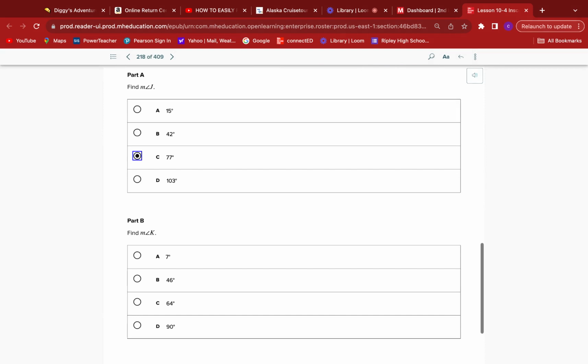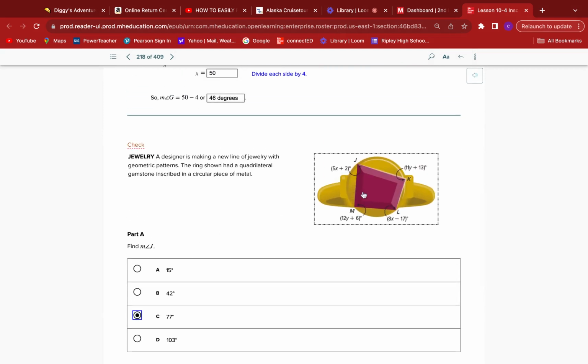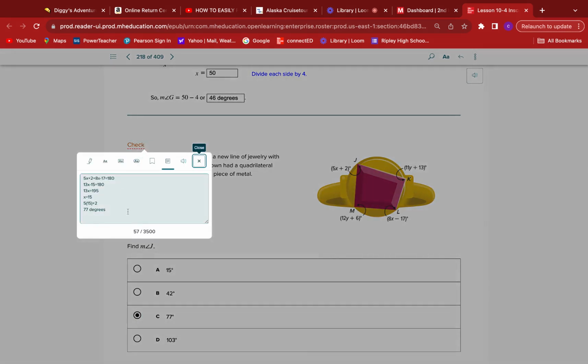Okay, now they want us to find angle K. Well, angle K is opposite angle M. That means these two angles add up to be 180. So add them together, everybody. Set it equal to 180. And don't forget to plug back in to find angle K. Here we go. 11y plus 13 plus 12y plus 6 equals 180.